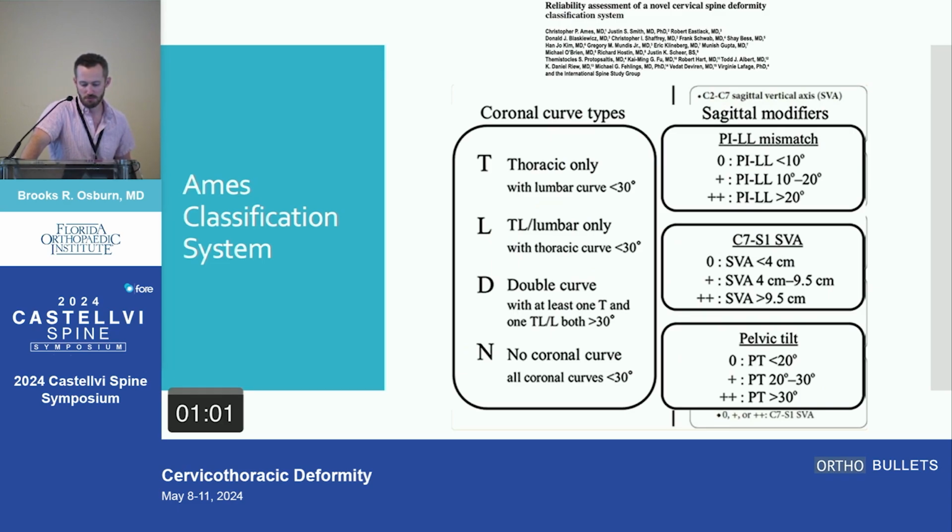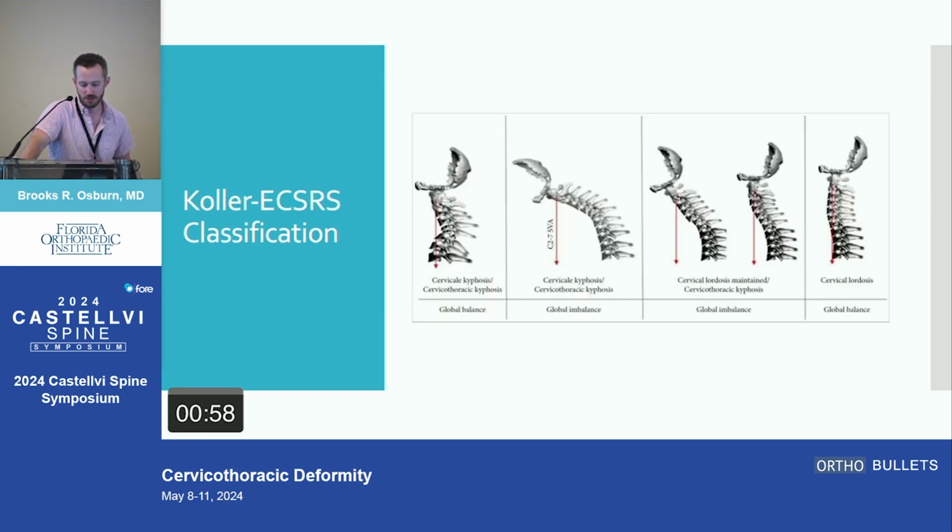There are simpler classification systems such as the Kohler, with the European Cervical Spine Research Society. They came out with 4 different classifications. I would focus on number 1 and number 3 here. Number 1 is a focal cervical kyphotic deformity, and number 3 is a cervicothoracic deformity, both with the third one being with global imbalance. This really allows you to describe these types of deformity.